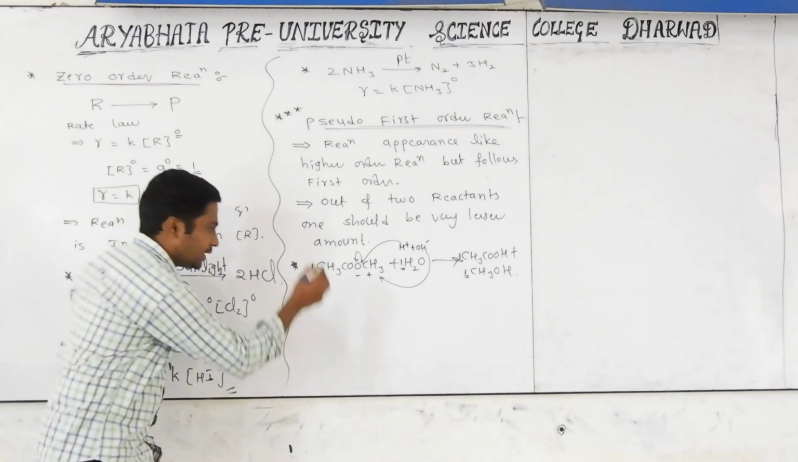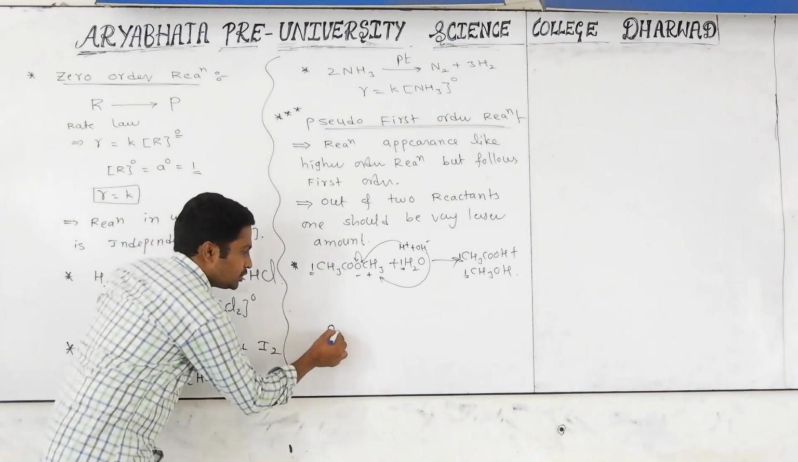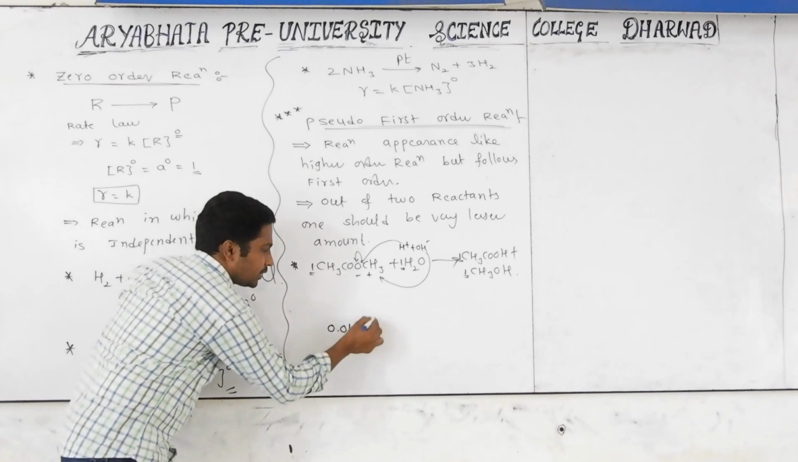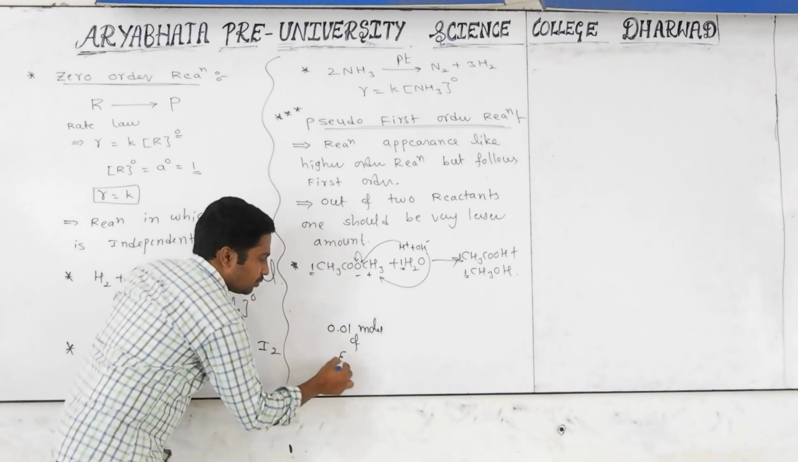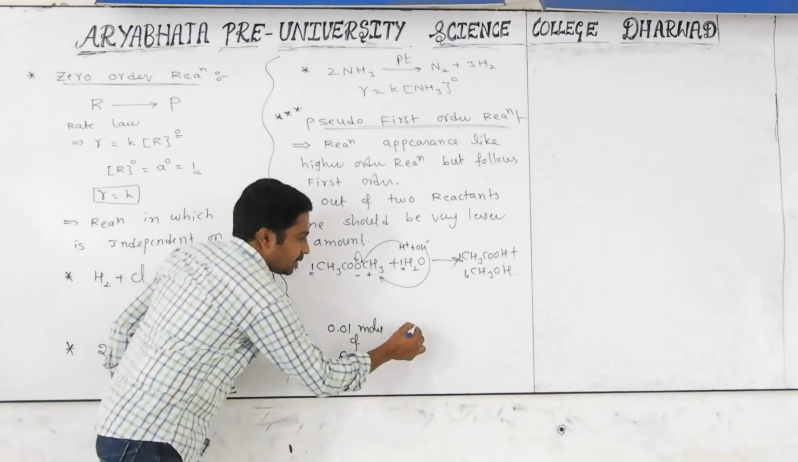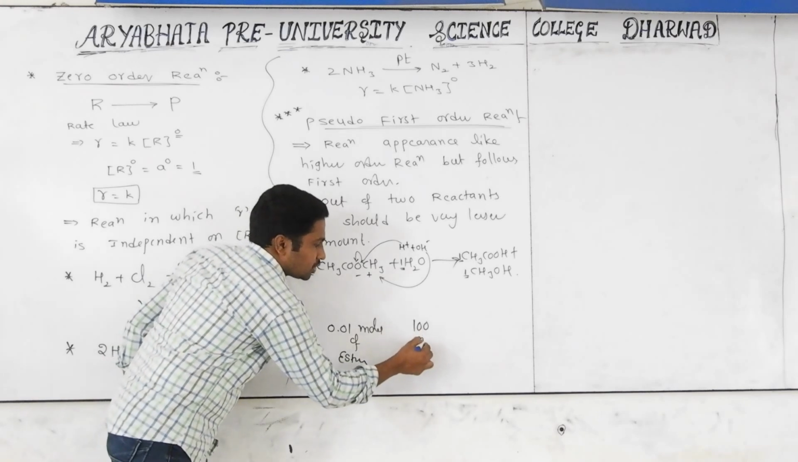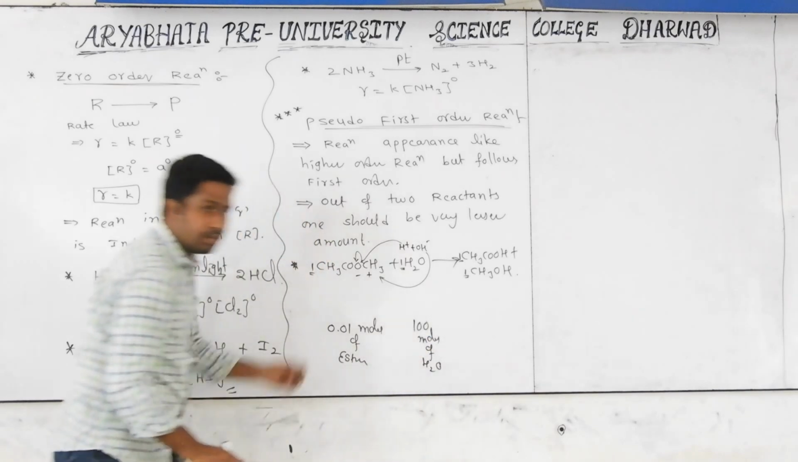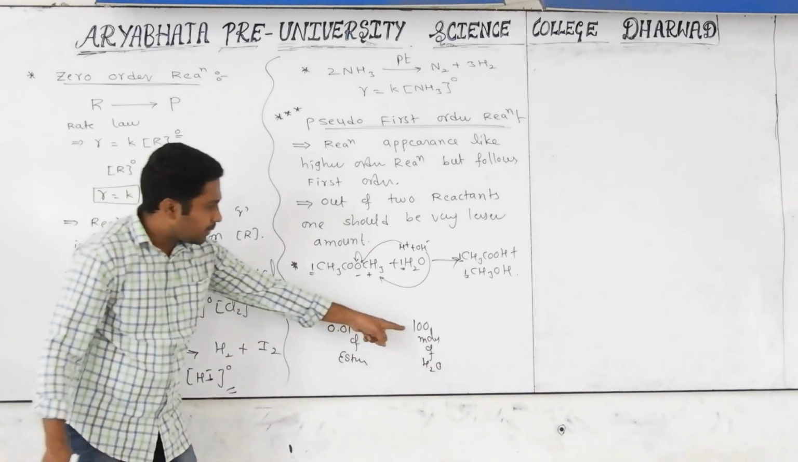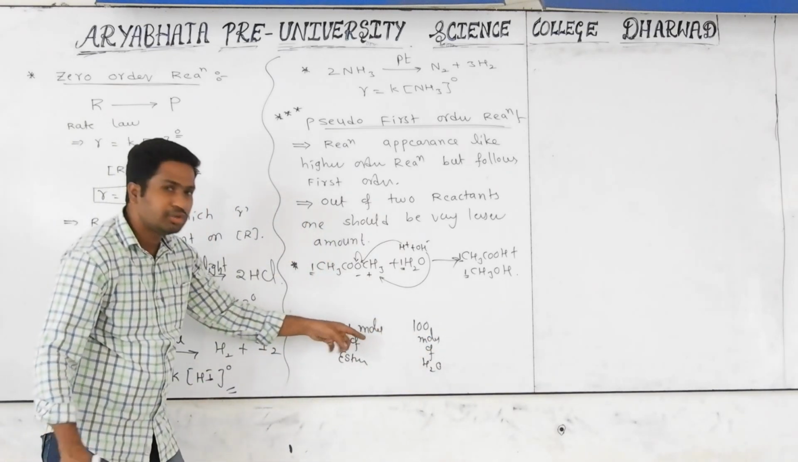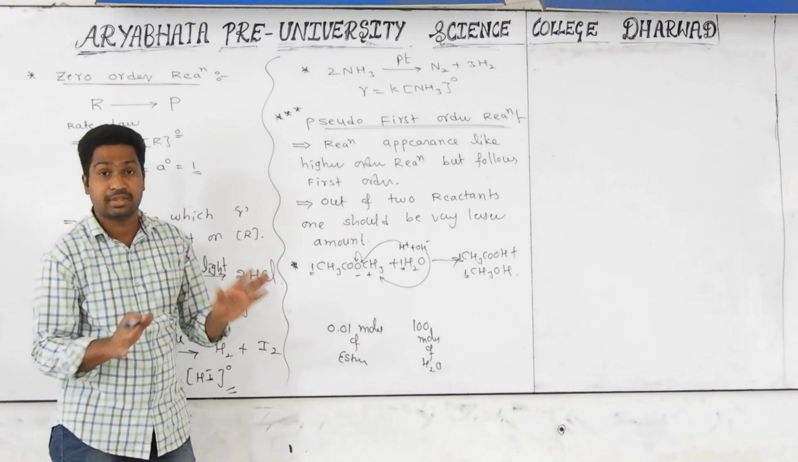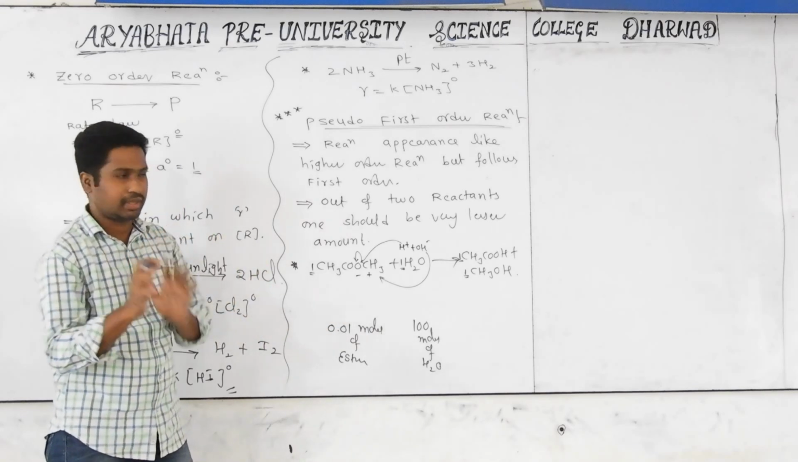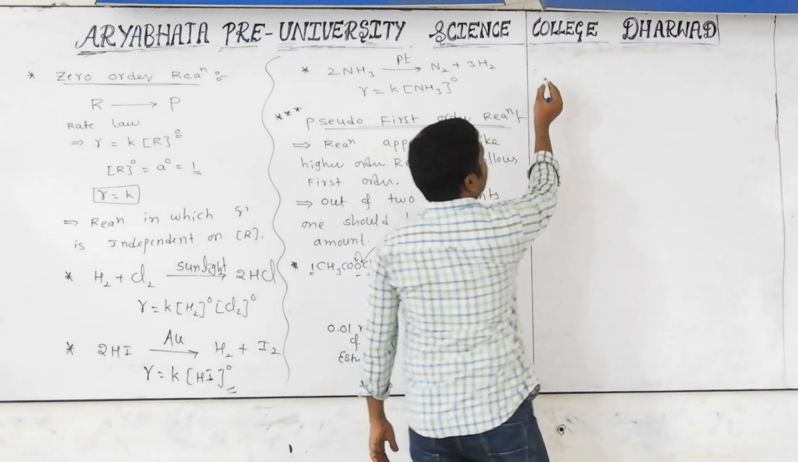See carefully. For example, I am taking 0.01 mole of ester, which will combine with 100 moles of water. Then you have to study the reaction. Compared with 100 moles, 0.01 moles is almost negligible. That much of a large comparison is taken. See, the concept here.